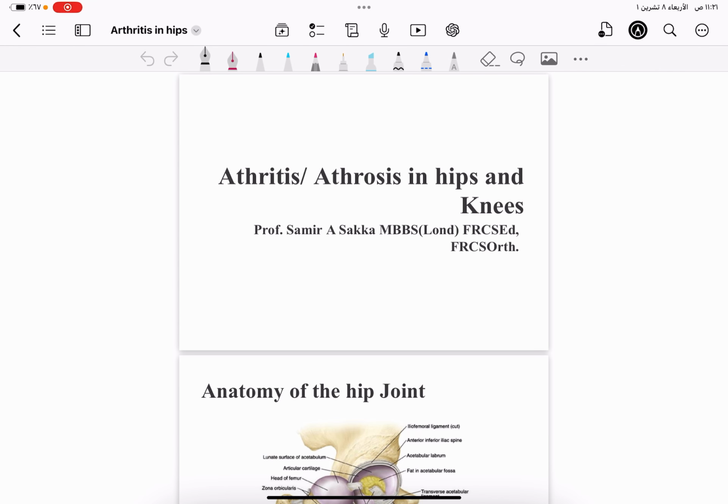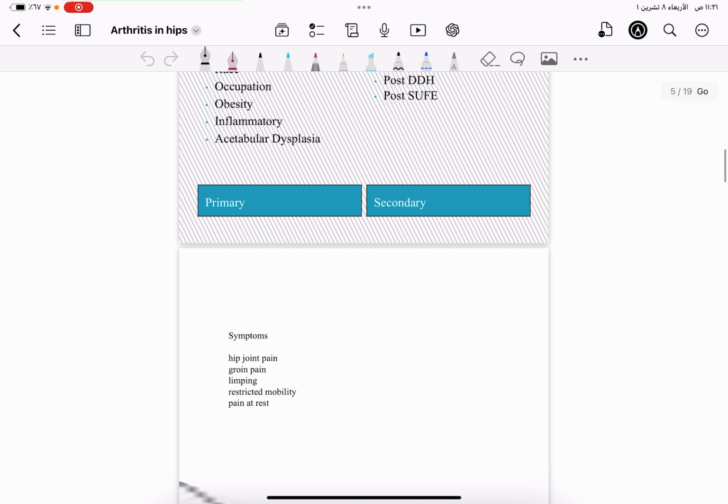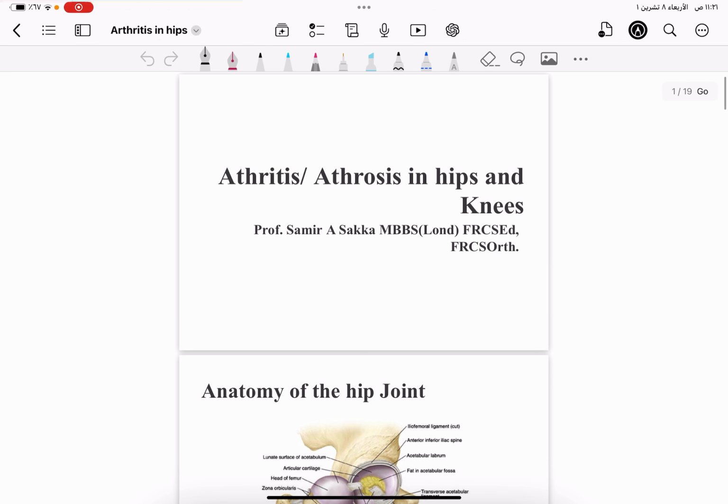Disorder. It's implied it's inflammatory, but it's not an inflammatory disorder. It's a degenerative disorder. The degenerative disorder will have inflammation, but it's not the primary pathology.